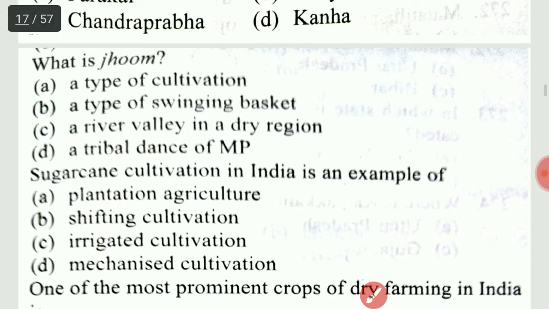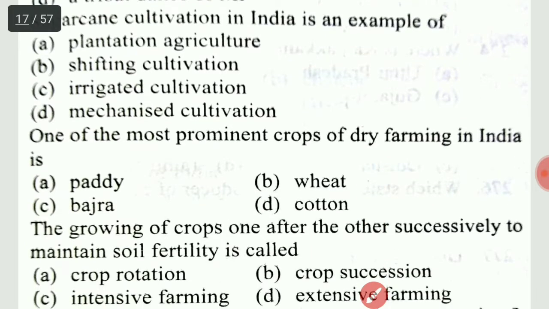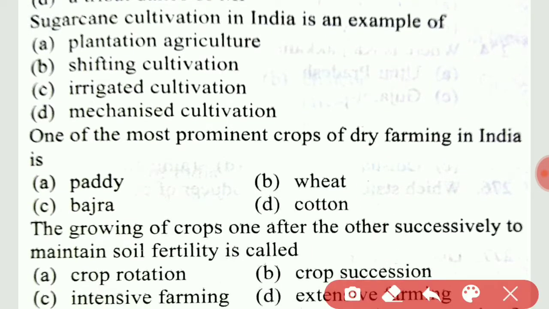Next, sugarcane cultivation in India is an example of option C, irrigated cultivation. Next, one of the most prominent crops of dry farming in India, that is option C, bajra.